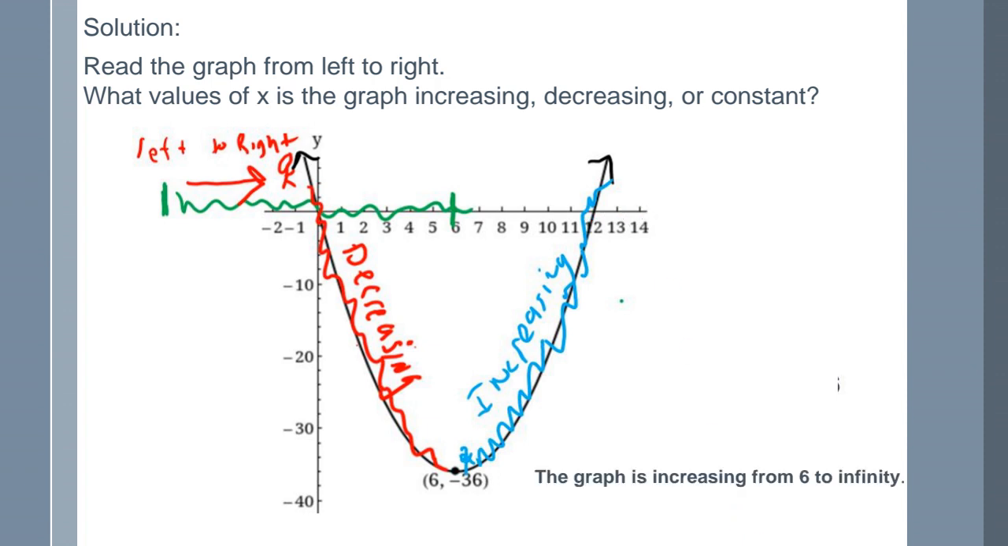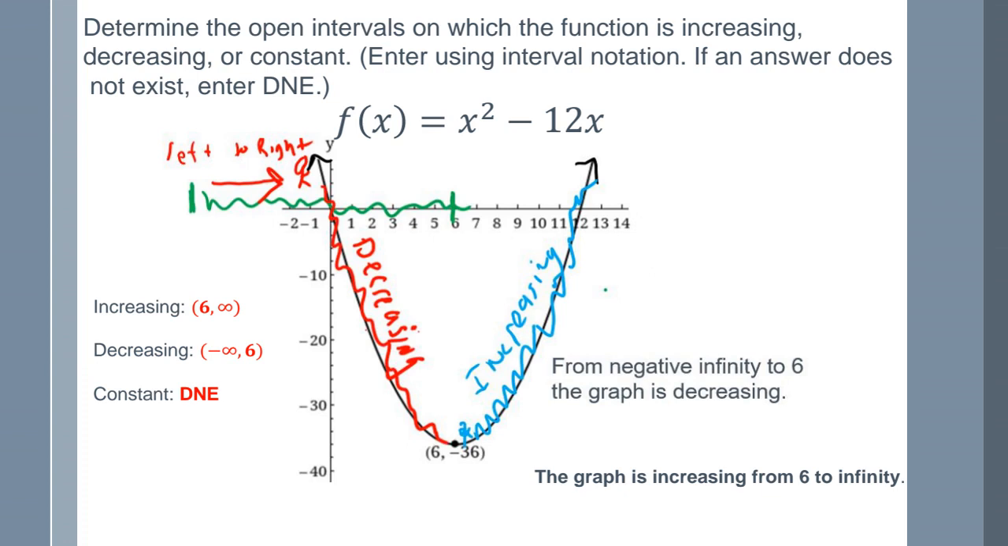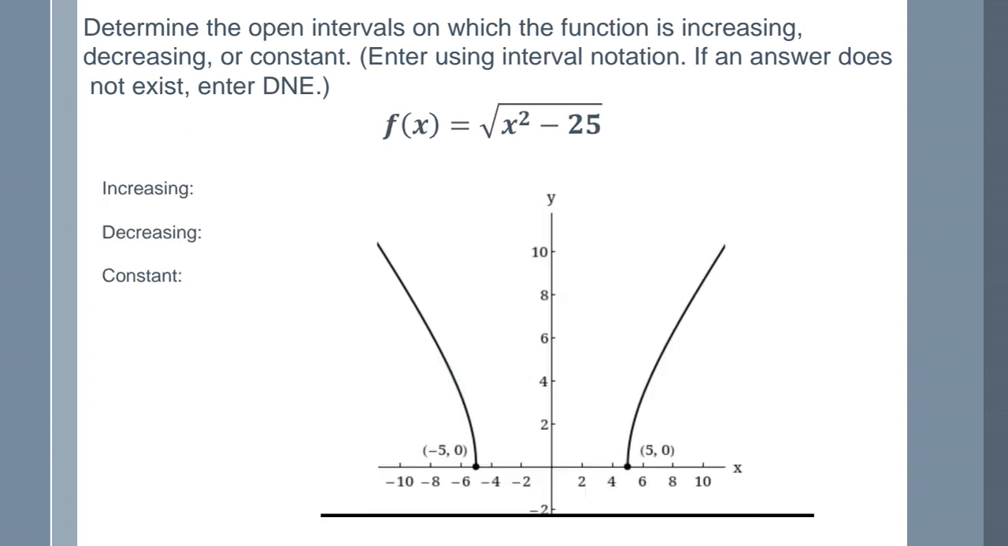Okay, so how do we write that in interval notation? So it's increasing from 6 to infinity. It's decreasing from -infinity all the way to 6. And then it's not constant in any part of this graph, so we put does not exist. Okay, let's try another one.